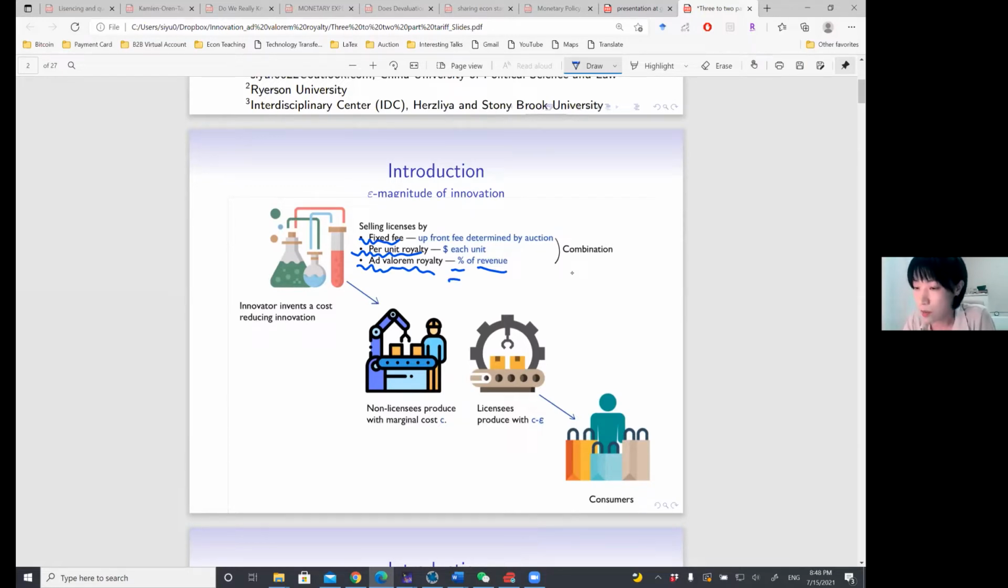In this paper, we consider any combination of the 3 methods. Of course, the 3 instruments don't have to be positive at the same time. If the innovator chooses to set the per unit royalty R equal to 0, then this 3-part scheme reduces to a 2-part tariff, or it can be reduced to a pure upfront fee sometimes. So these are the payment schemes and licensing policies.